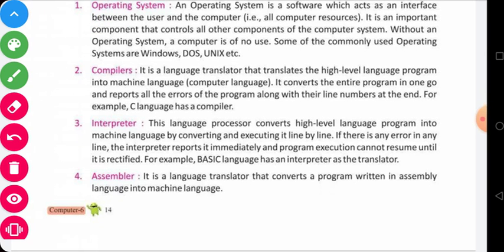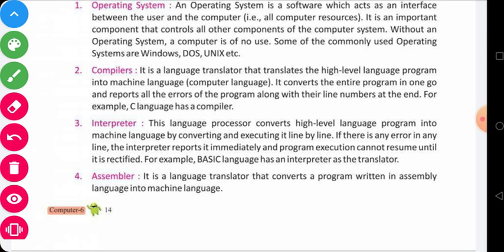What is a compiler? A compiler translates a high level language program into machine code so that the computer understands instructions according to the given set of the program. It processes the instructions and produces the output according to the needs of the user. It converts the entire program in one go and reports all the errors in the program along with the line number at the end.